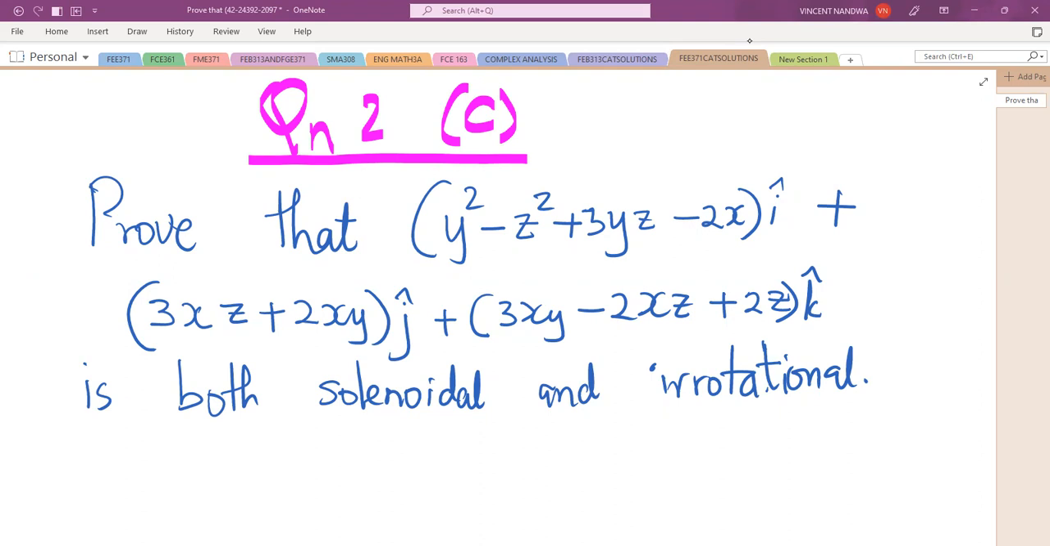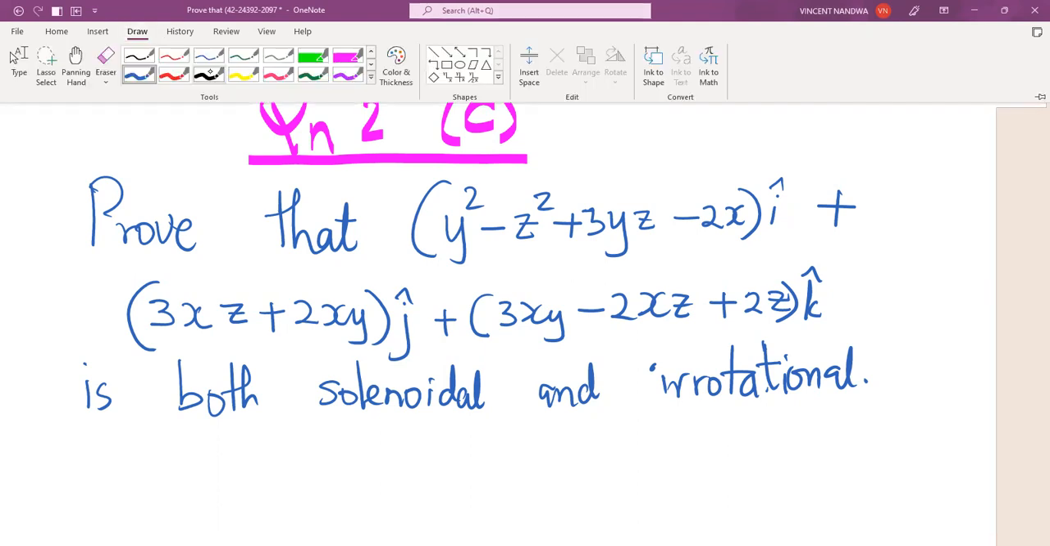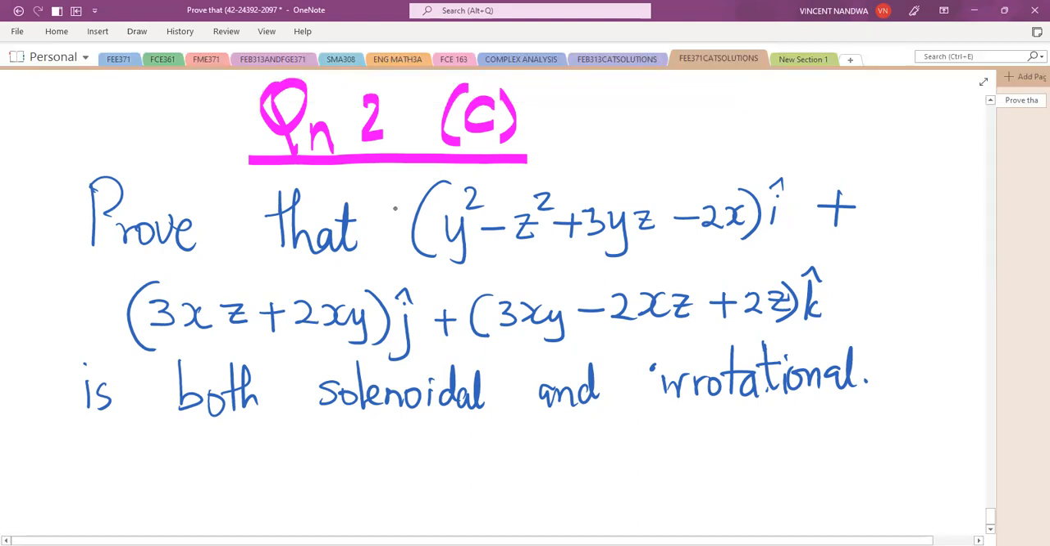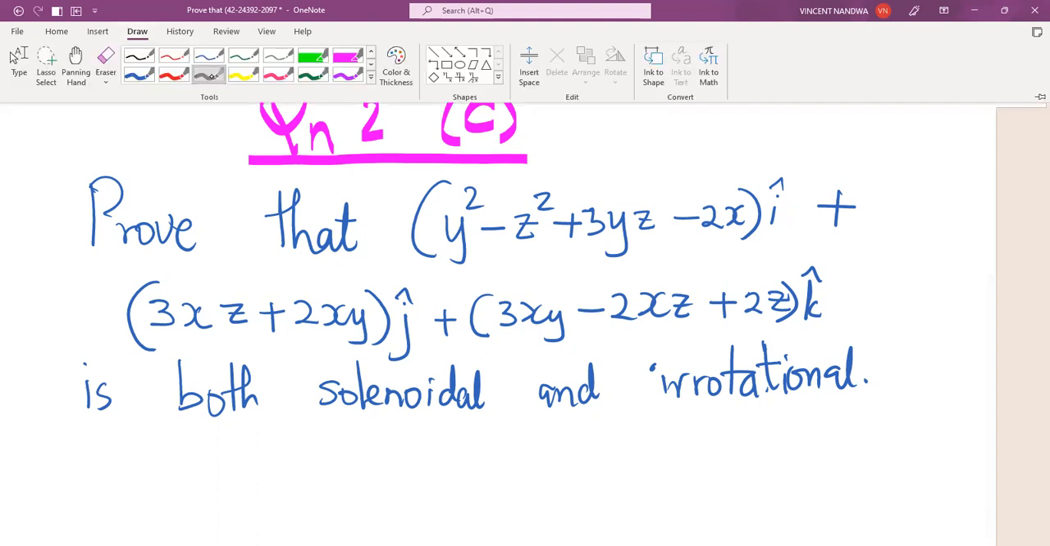A vector is said to be solenoidal if its divergence is 0, while an irrotational vector is a vector whose curl is 0. So to show that the given vector is solenoidal, we have to confirm that the divergence is 0. And to show that it's irrotational, we have to show that the vector has curl 0. So let's see how we do that.